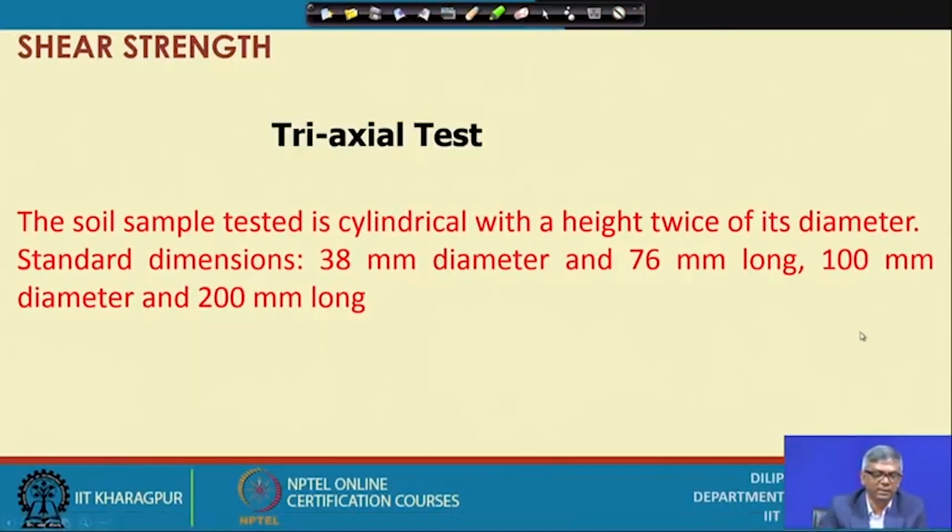And now, the triaxial test. The triaxial test is a test on a cylindrical soil sample with a height twice its diameter.